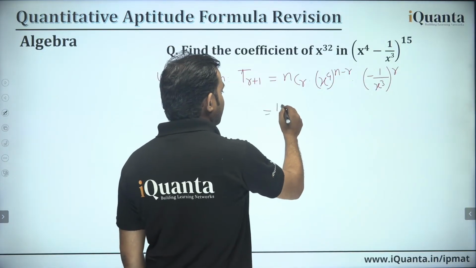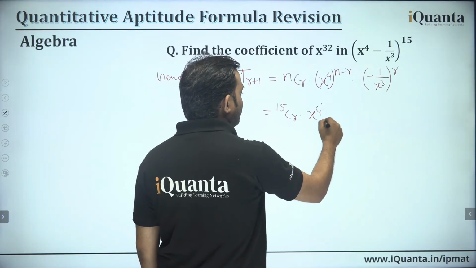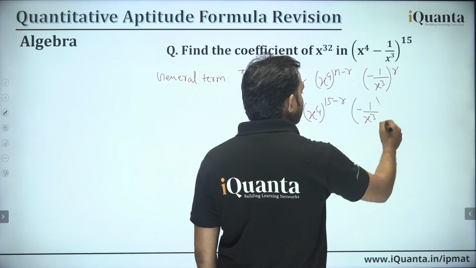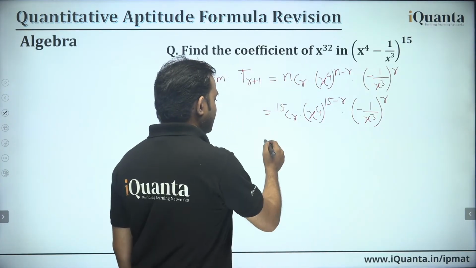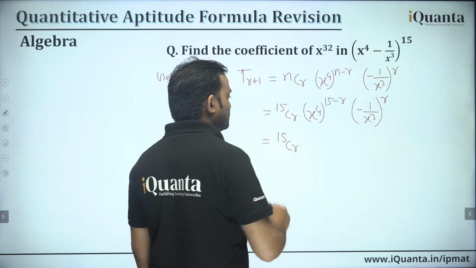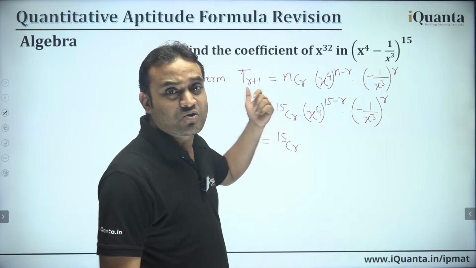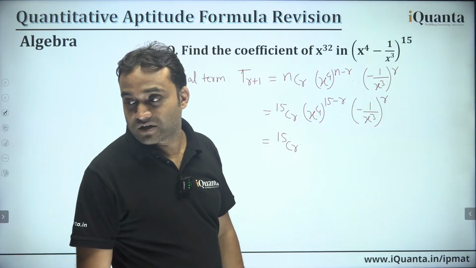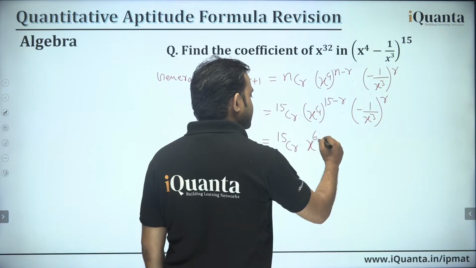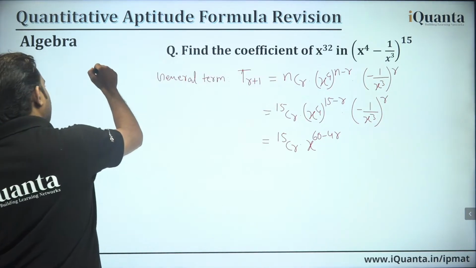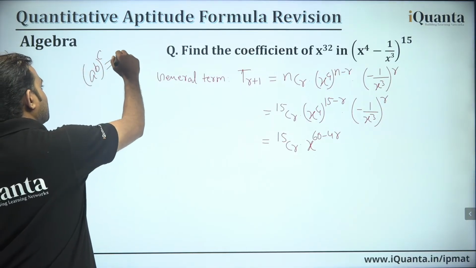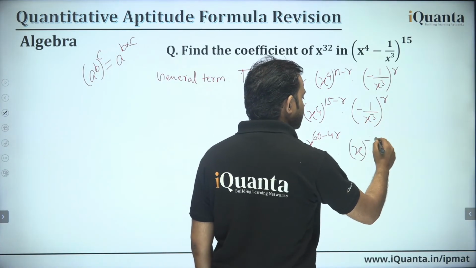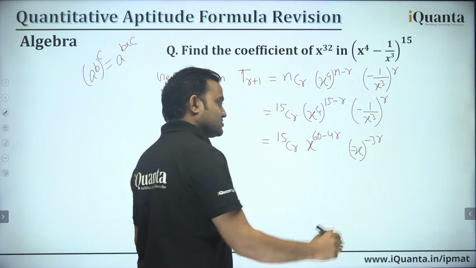So we can say 15Cr into x to the power 4 to the power 15 minus r into minus 1 by x cube to the power r. Can I say this will be equal to 15Cr into, now this will be our coefficient because there is no constant term associated to x to the power 4 or x to the power 3. It will be negative or positive, we will see about that. This can be written as x to the power 60 minus 4r, right? Why? Because we know that a to the power b to the power c is equal to a to the power b into c. Then this will be equal to x to the power minus 3r.